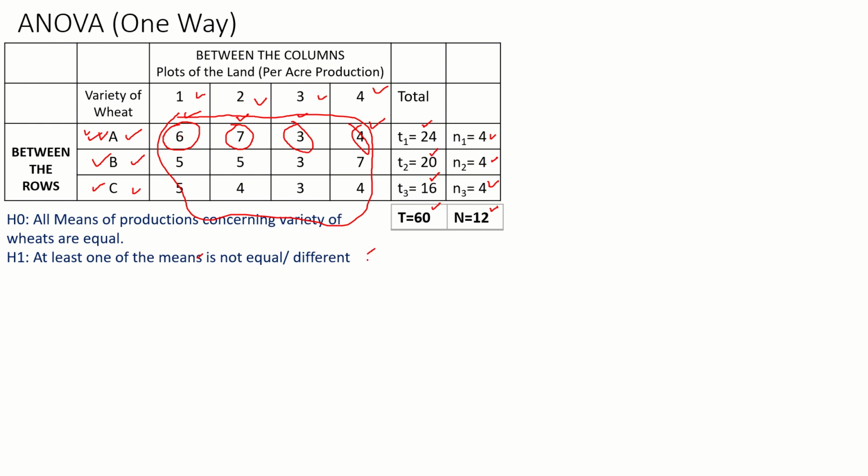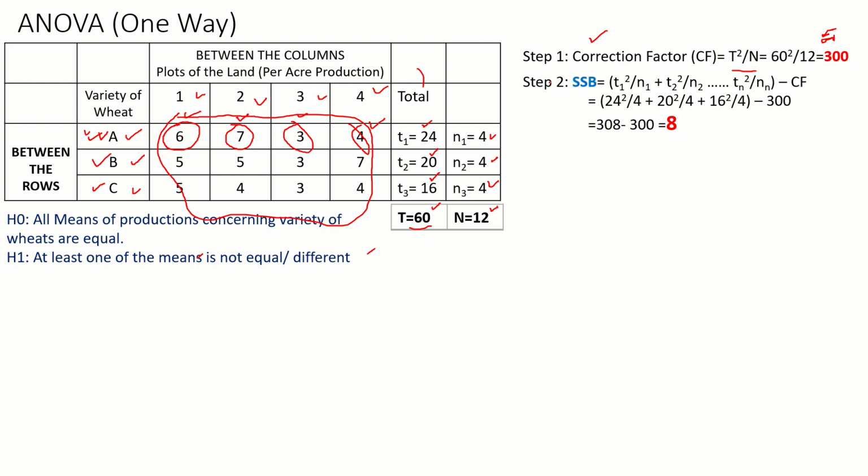The first step in ANOVA is that we have to calculate the correction factor. The correction factor is calculated by this formula, that is T square divided by N. What is the T square? This is the T square that we have calculated, the sum of all values. That is 60 quintals we have got, and this is the N, the number of values in the cells, in all the cells. This is 4, 4, 4 we are getting. So this is 300 we have got.